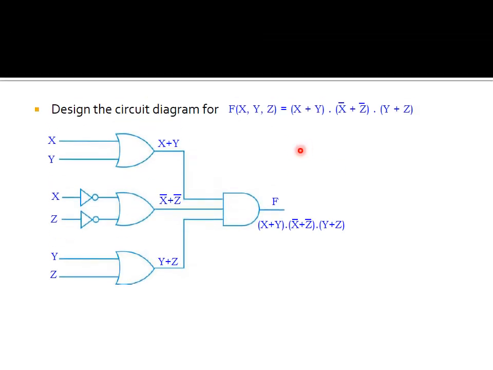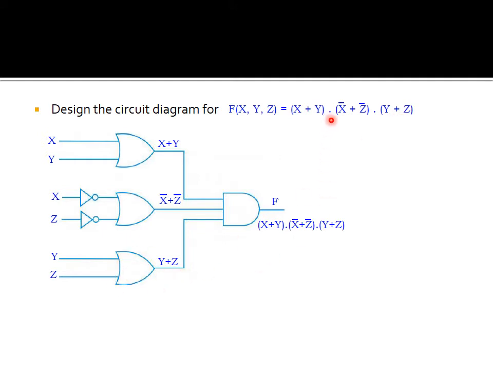Now let's see how to draw a circuit diagram for another example. We have an example of f of x y z, which is equal to x plus y dot x bar plus z bar dot y plus z. Now again we have OR here in between x and y. So I replace this with the symbol of an OR, and I have x bar plus z bar, so x bar, z bar, and I OR it. Similarly I will OR y and z.